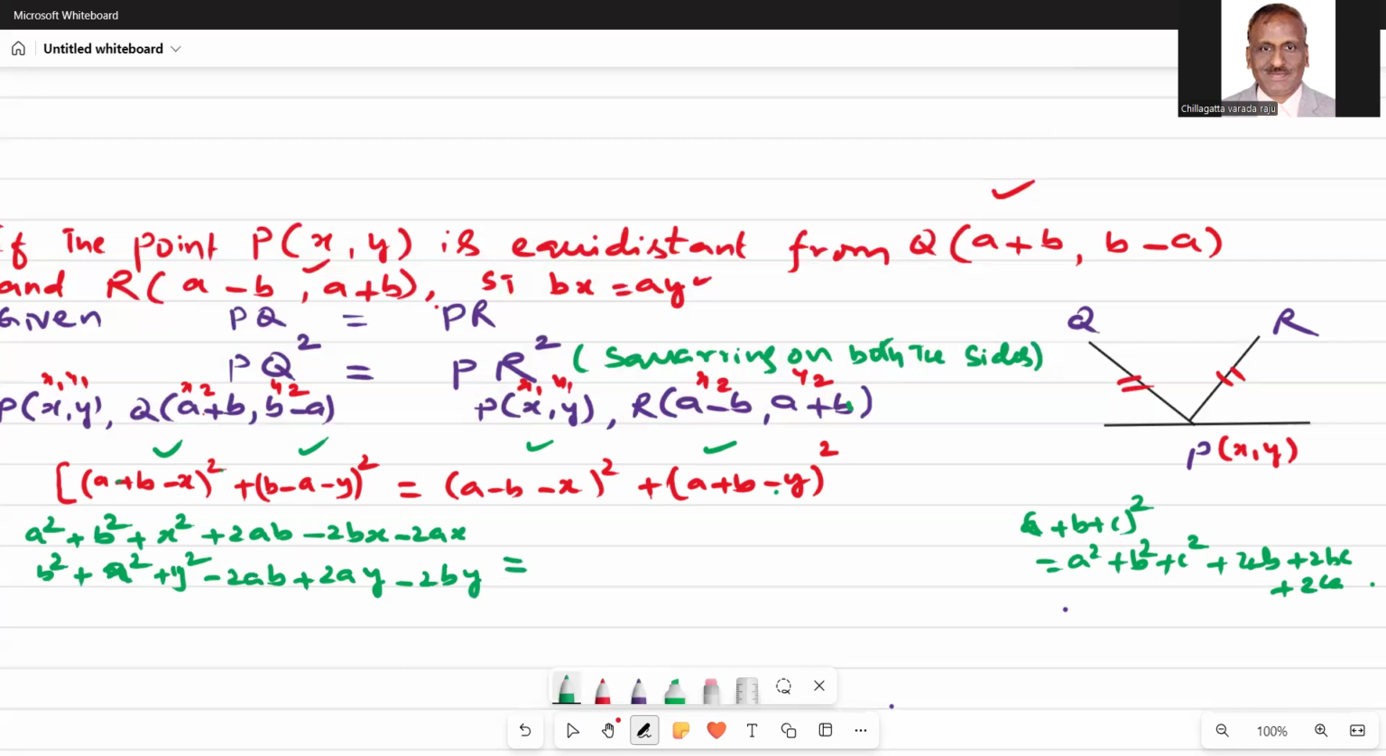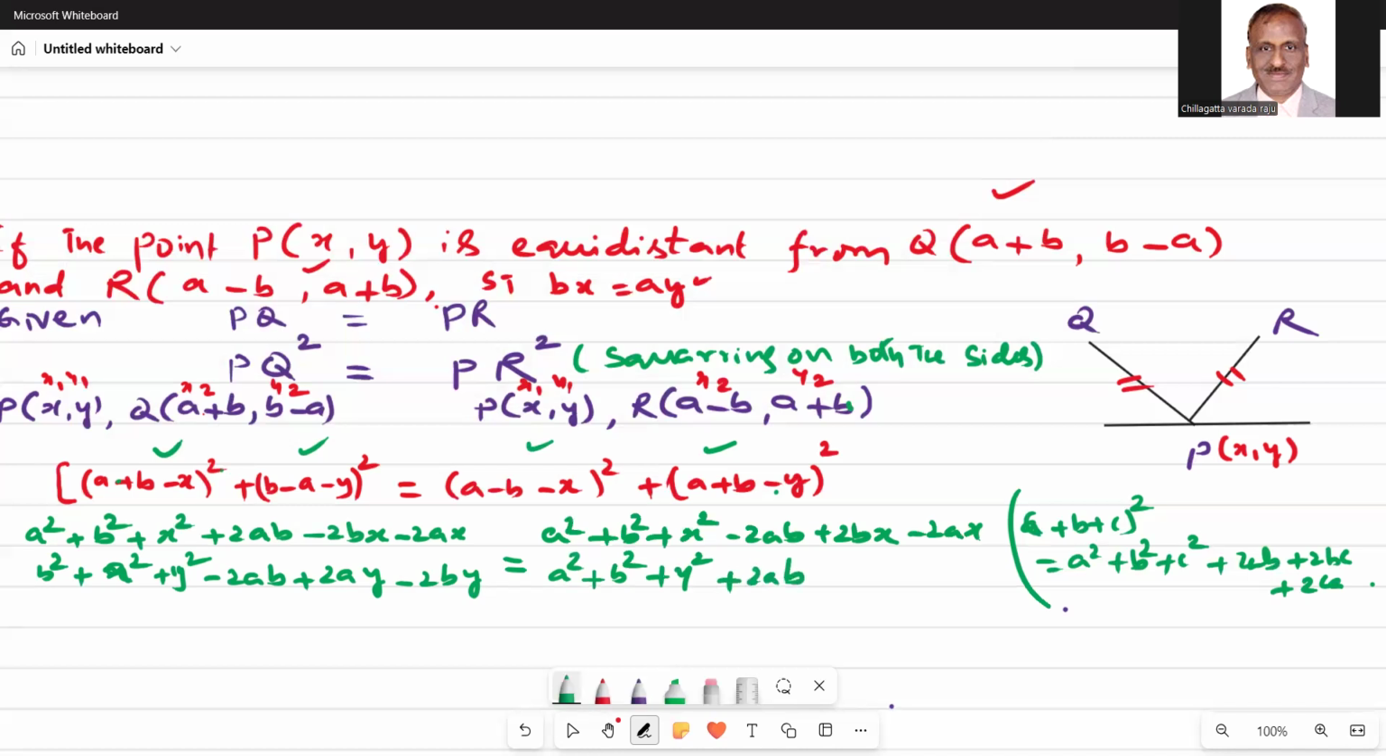This is equal to, shall I use the formula again here? A square plus b square plus x square minus 2ab plus 2bx and minus 2ax. All the 6 terms we got? 1, 2, 3, 4, 5, 6. And we are expanding now a plus b minus y whole square. That gives you a square plus b square plus y square, because minus y whole square also gives you plus y square, plus 2ab.